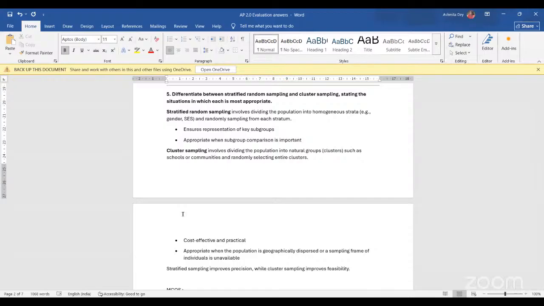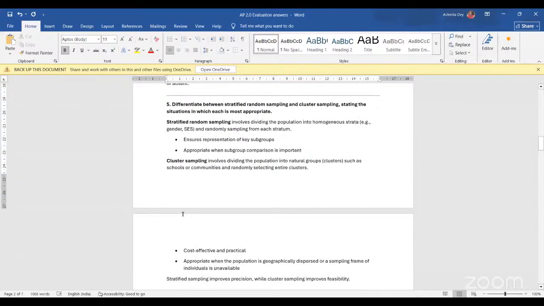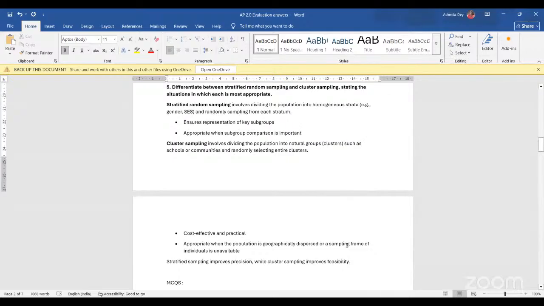Over here, the situations, basically what I was looking for, is dividing the population into homogeneous strata, especially when the population is actually heterogeneous and you have to make it as homogeneous as possible. And cluster sampling is basically dividing the population into naturally occurring cluster groups. Is this clear? Yes, ma'am. Okay. I will be showing the MCQs right now.